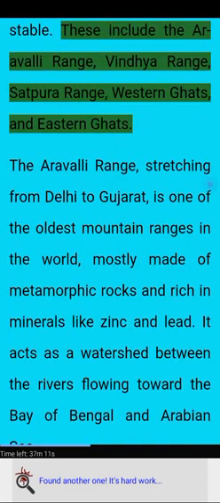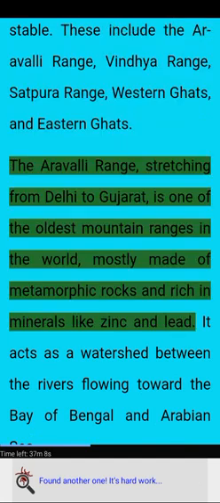Apart from the Himalayas, India has several peninsular mountain ranges, which are older, eroded, and structurally stable. These include the Aravalli Range, Vindhya Range, Satpura Range, Western Ghats, and Eastern Ghats. The Aravalli Range, stretching from Delhi to Gujarat, is one of the oldest mountain ranges in the world, mostly made of metamorphic rocks and rich in minerals like zinc and lead.